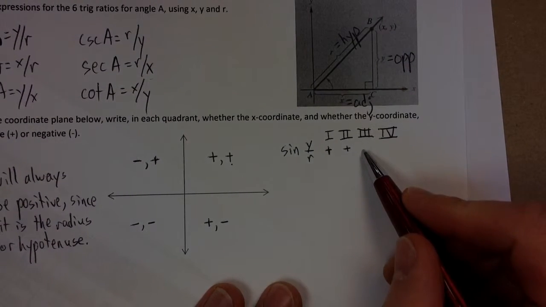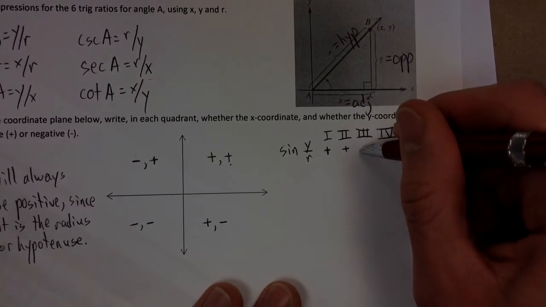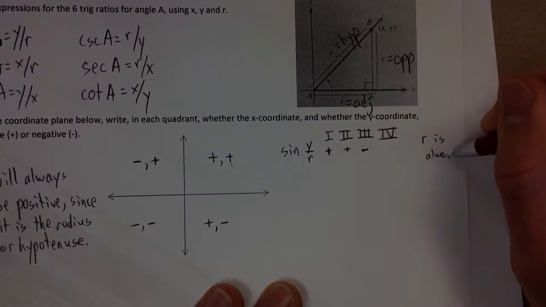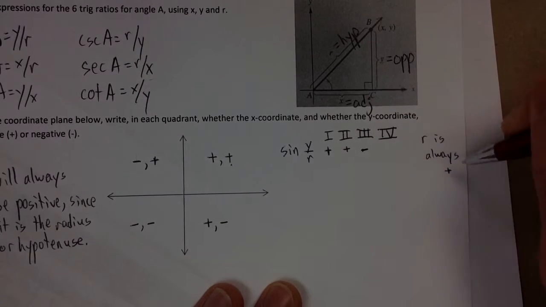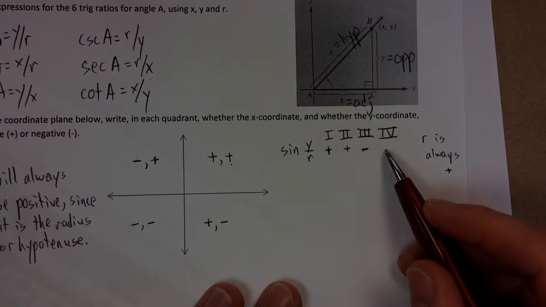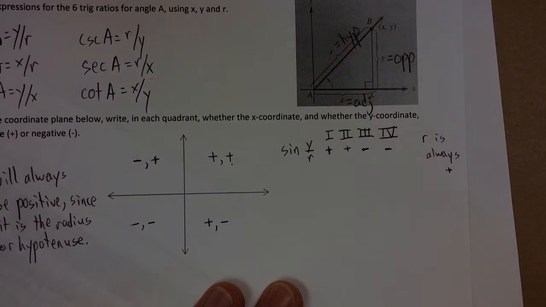Quadrant 3, is y positive or negative? Negative. So will sine be positive or negative? Negative. Yep. Remember, r is always positive. Fourth quad, take a guess. It is negative because the y-coordinates are negative. Any questions so far?